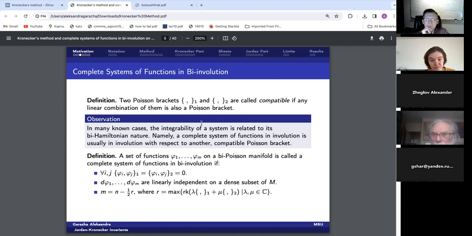And so if we now have two Poisson brackets, we still can try to find a complete system of functions in bi-involution. Completeness also means that the number of functions should be the maximum possible. But in that case, the maximum possible is just the maximum of ranks of any linear combinations of these two brackets.